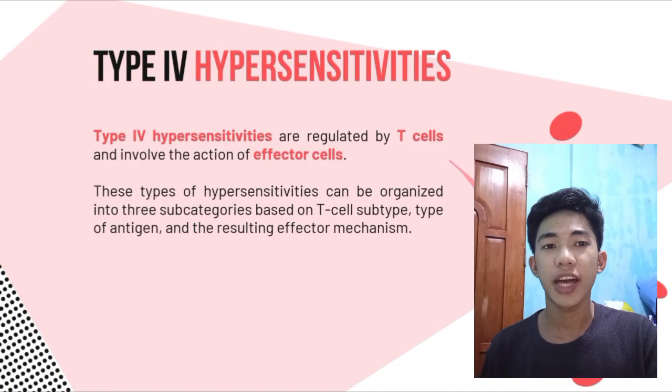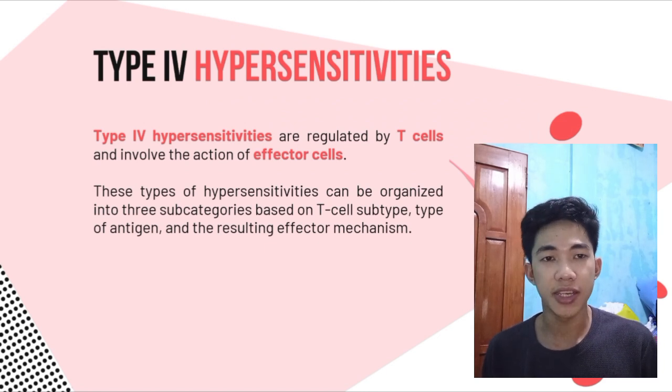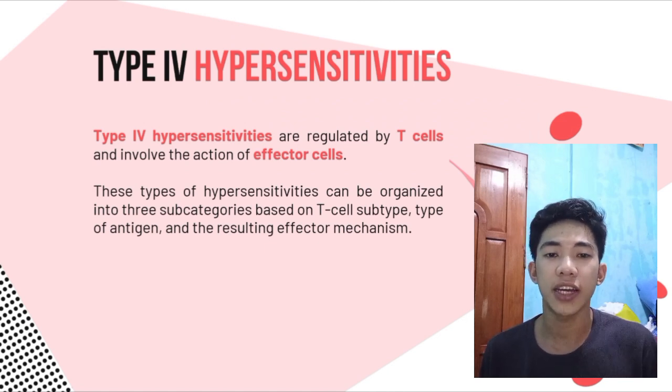Now let us proceed with type 4 hypersensitivities. Type 4 hypersensitivities are regulated by T cells and involve the action of effector cells. So unlike the other types of hypersensitivities, type 1, type 2, and type 3, which are all mediated by antibodies, type 4 hypersensitivity is directly mediated by immune cells, which are the T cells and the effector cells.